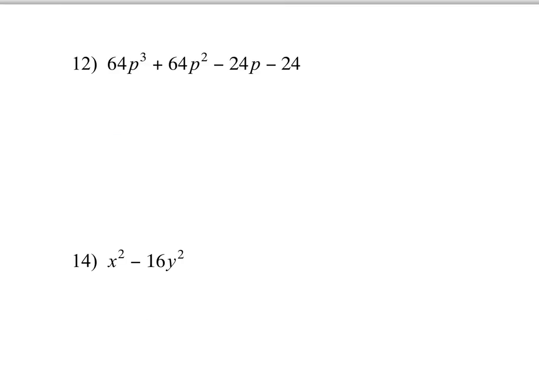All right, let's look at number 12. My first step is to do what? To look for a common factor. 64, 64, 24, and 24 do have a common factor. What is it? 8 goes into all of it. So the first thing I'm going to do is take out that 8. I have 8p cubed plus 8p squared minus 3p minus 3.